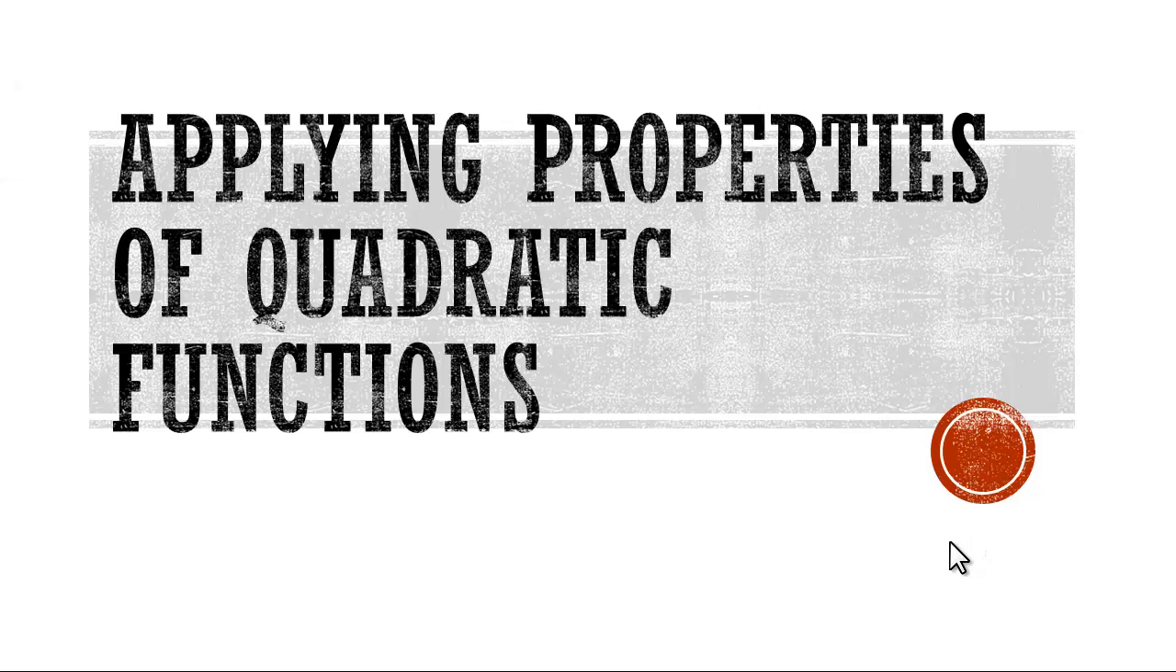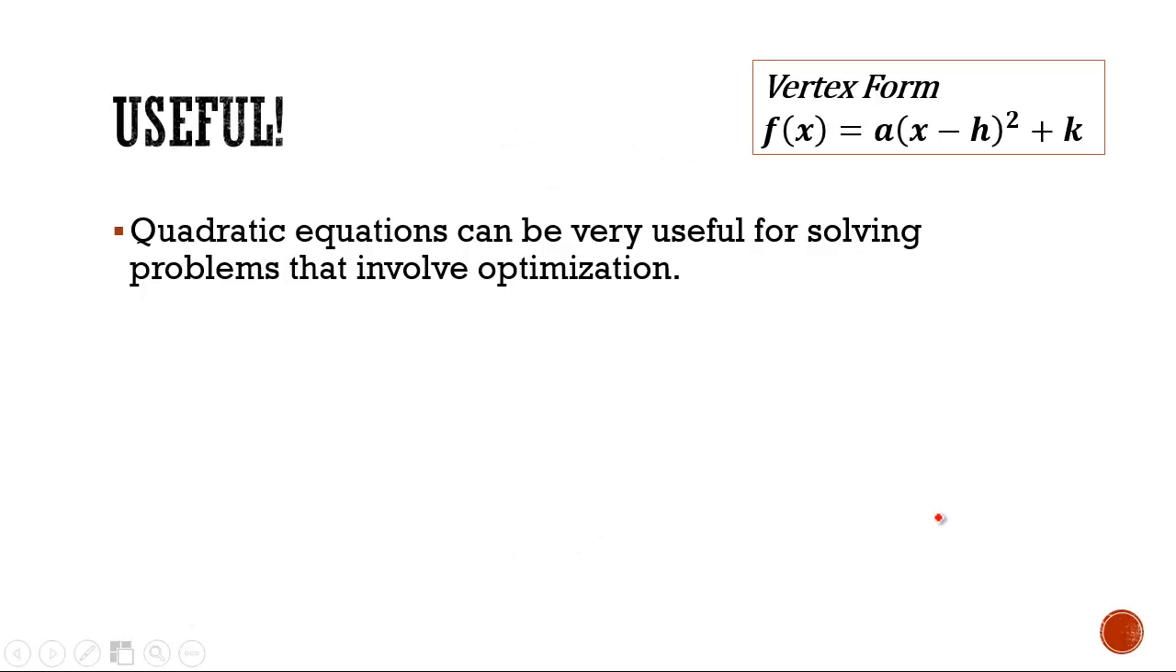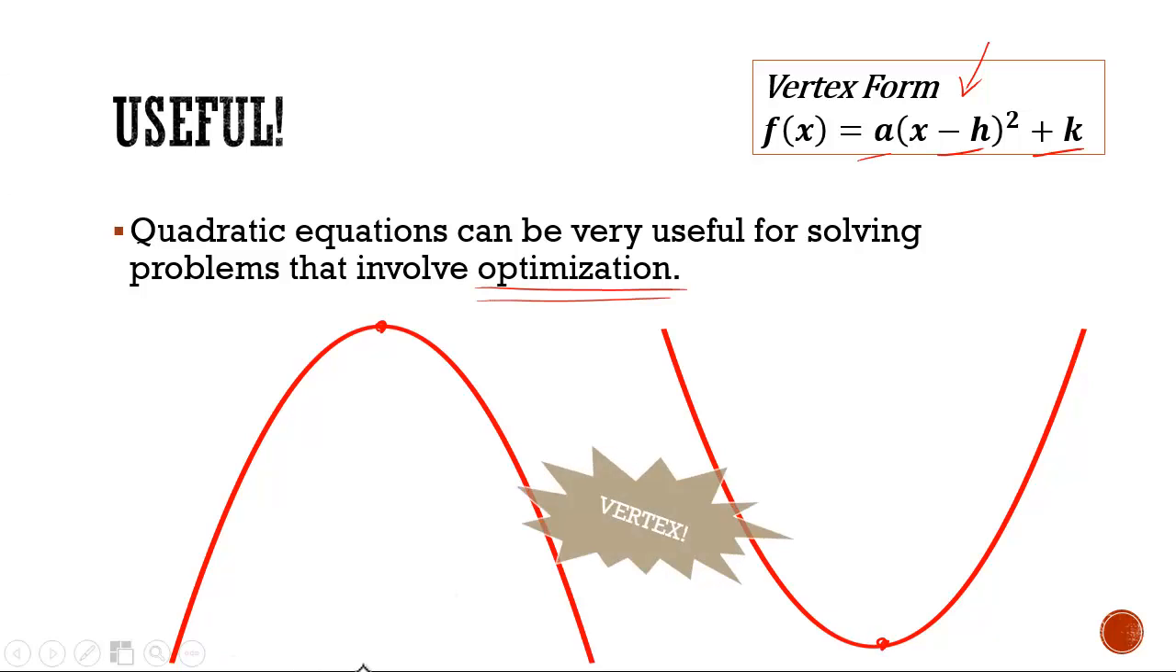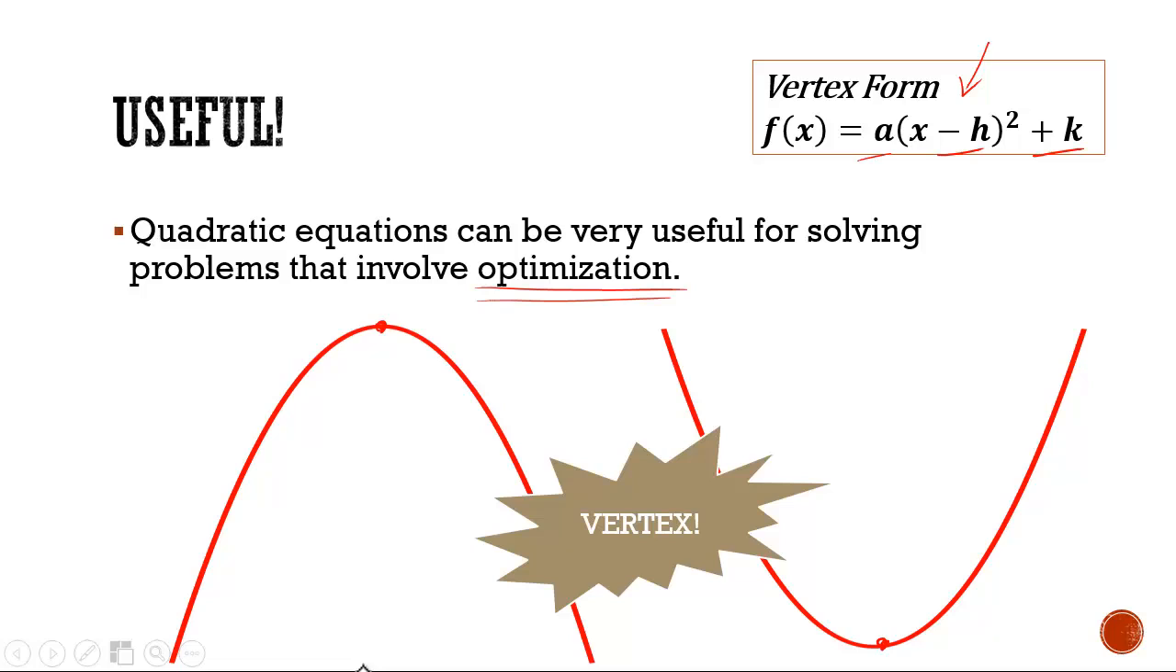This lesson looks at applying properties of quadratic functions. So we have seen that the vertex form is extremely useful for telling us about what a quadratic form looks like. It tells us the vertex, the shape, how it opens. So this can all be extremely useful in light of optimization problems where we're looking for a maximum of something or a minimum of something.